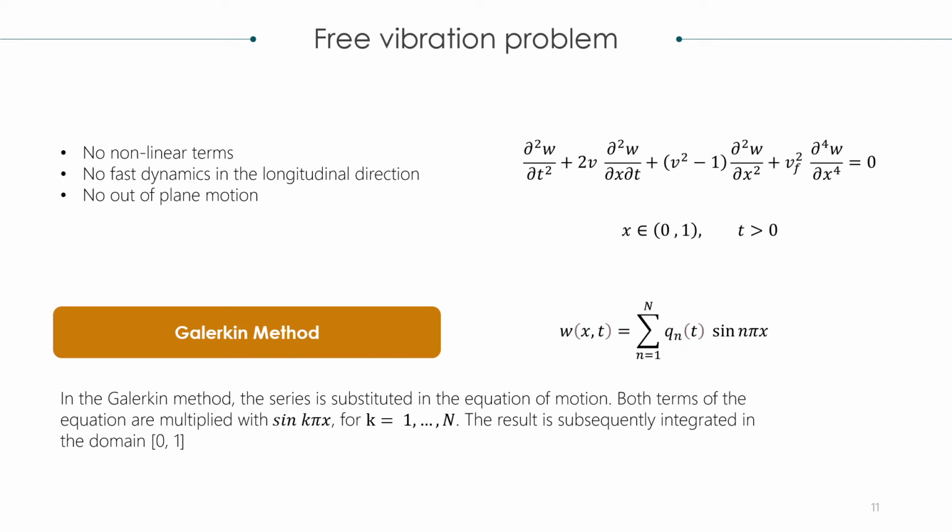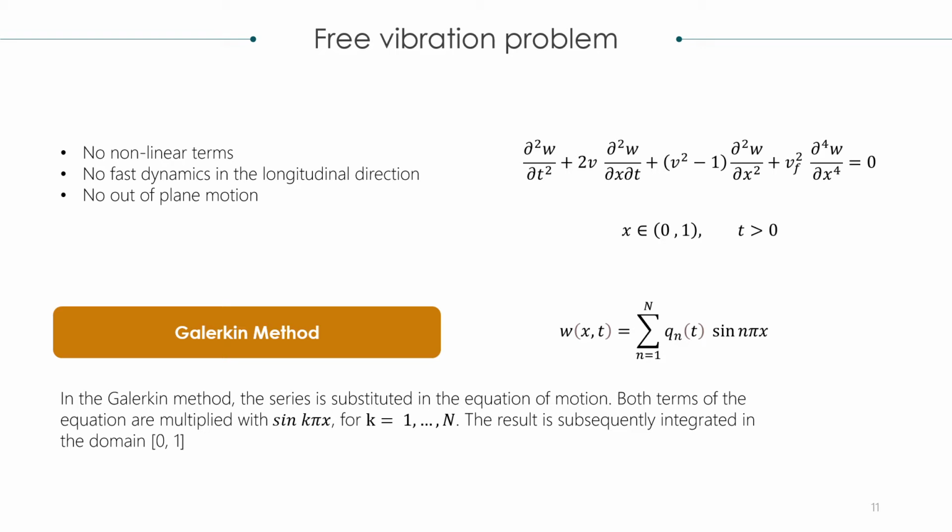By disregarding the nonlinear terms and the fast dynamics in the longitudinal direction, we are left with this one quite elegant equation, which is now only based on a transverse motion. Like I mentioned earlier, the Galerkin method has been applied. The Galerkin method can be an excellent method for approximating the solution, making use of a projection with a trial function which closely resembles the eigenfunction.